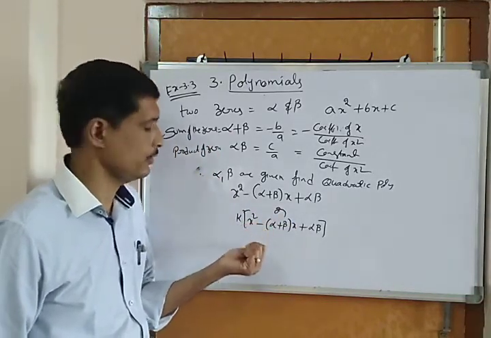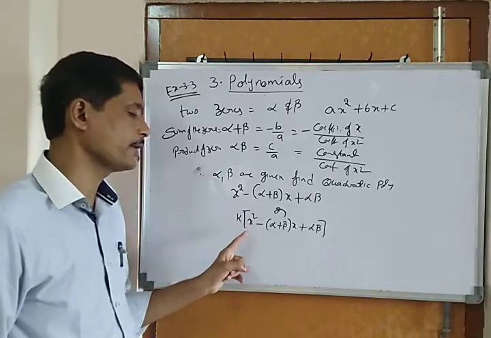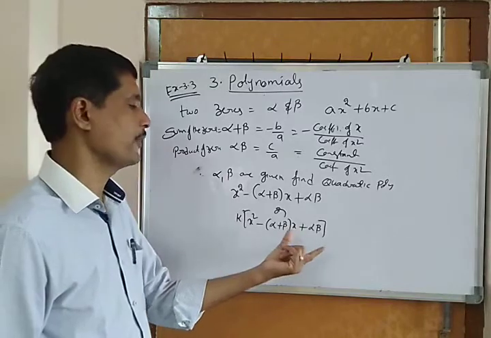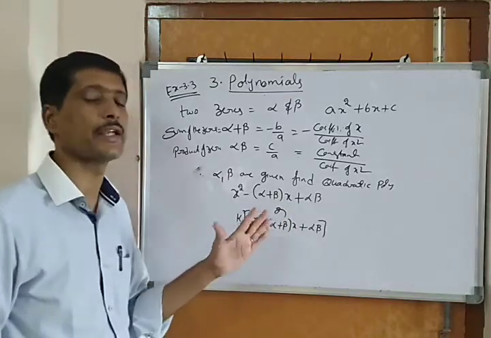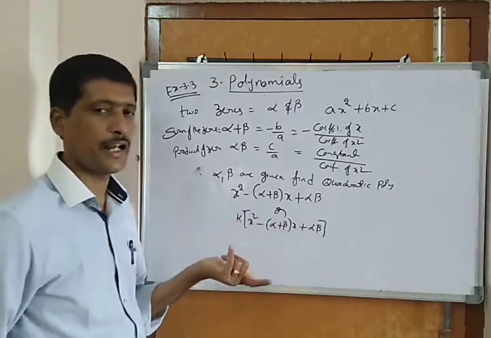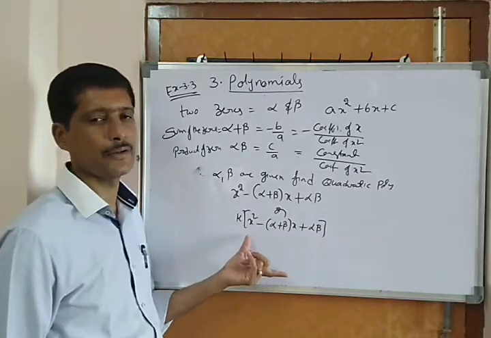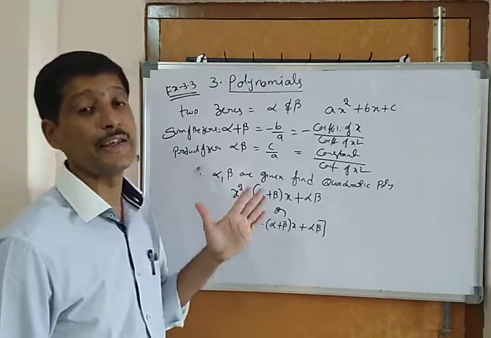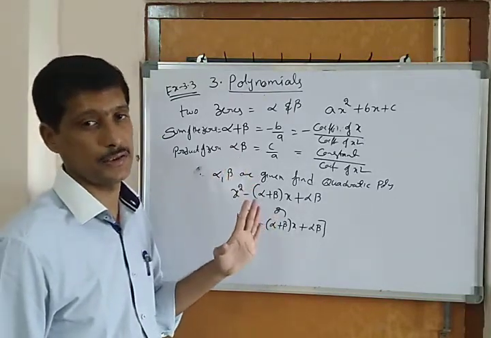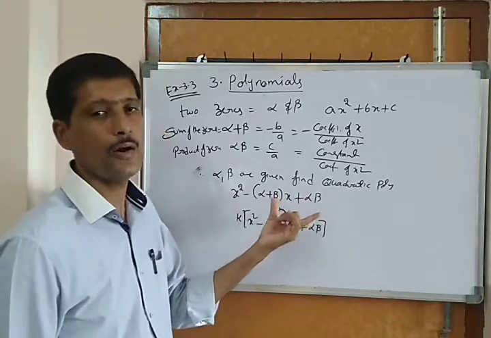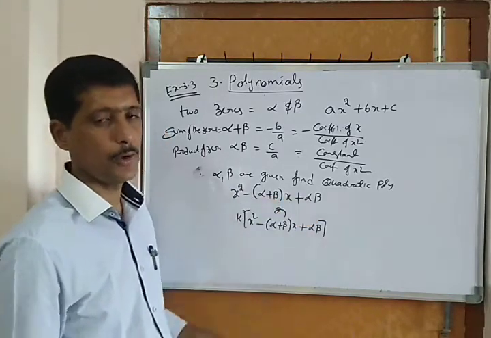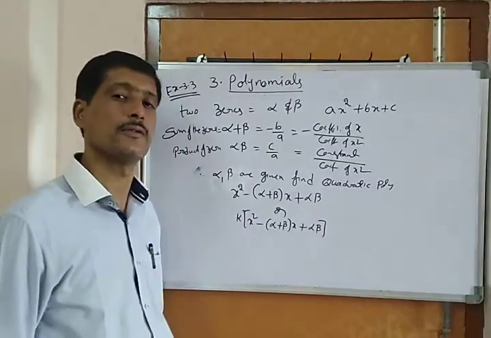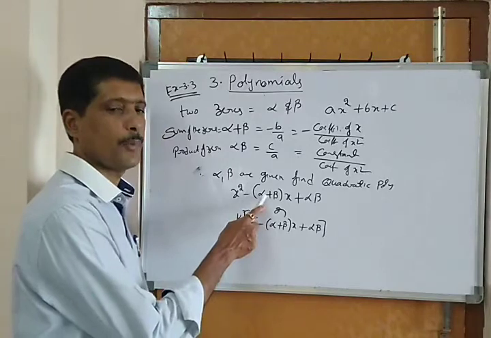Suppose we take the second one, k into x square minus alpha plus beta into x plus alpha beta. This is the same, but here k is there. K is a natural number, or depends on the denominator, so multiples of the denominator. Therefore, how many polynomials? An infinite number of polynomials. In the first case there is only one polynomial. Suppose only 2 zeros are given, how many polynomials? An infinite number of polynomials. Now take this one, only one polynomial.